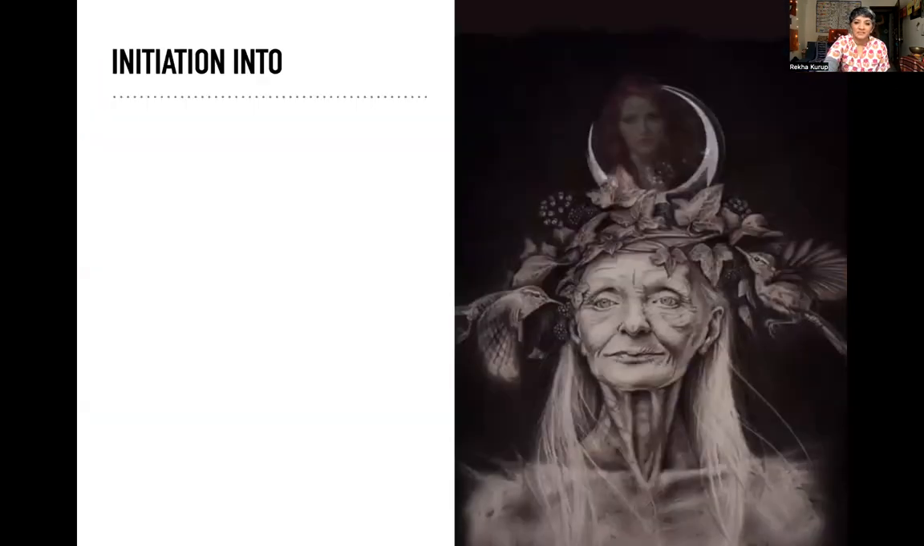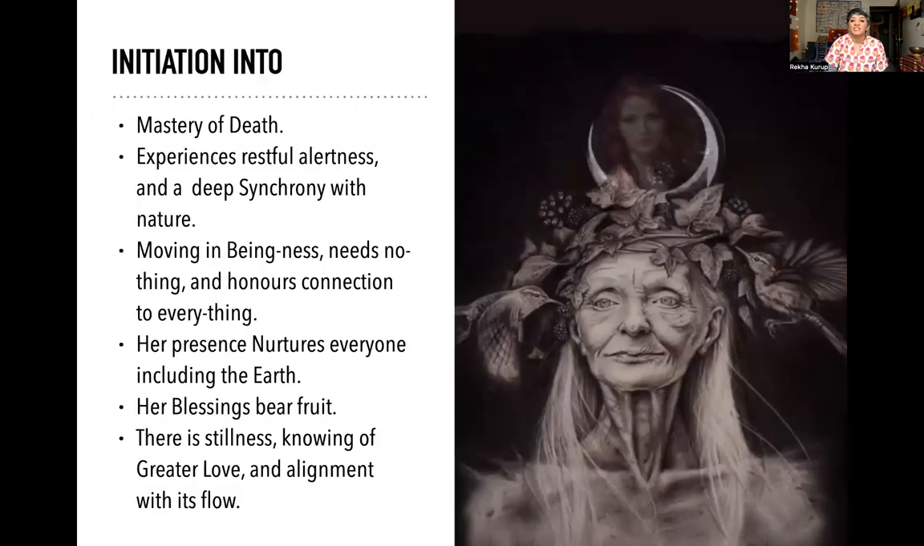And then initiation. The crone phase is an initiation into mastery of death. Restful alertness, deep synchrony with nature, moving in beingness, needs nothing and honors connection to everything. Her presence nurtures everyone, including the earth. Her blessings bear fruit. There is stillness, knowing of greater love and alignment with its flow.